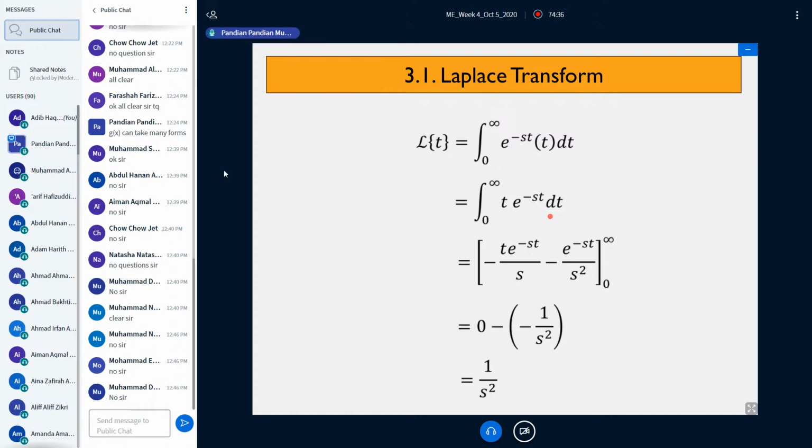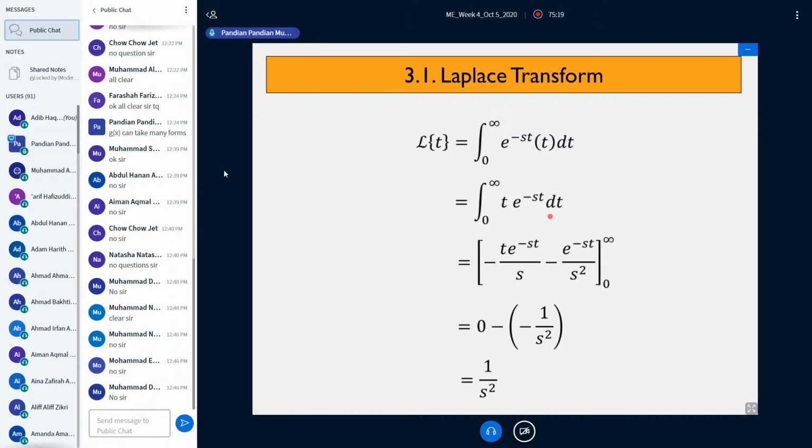V is minus e to the st divided by minus s. Du is dt. So minus t over s e to the minus st, this one minus 1 over s, e to the minus st divided by minus s, and then 0 to infinity. So minus t over s e to the minus st plus 1 over s squared. 1 over infinity is 0, minus e power 0, which is 1.